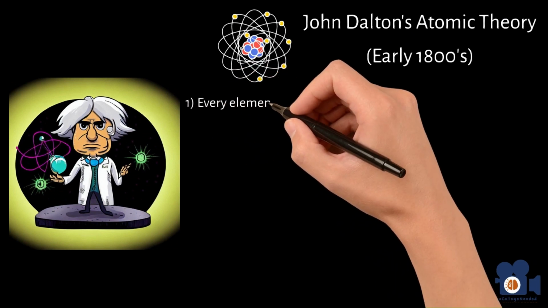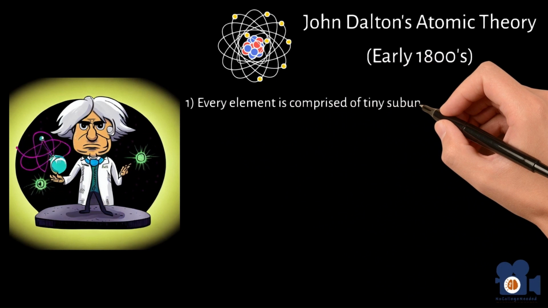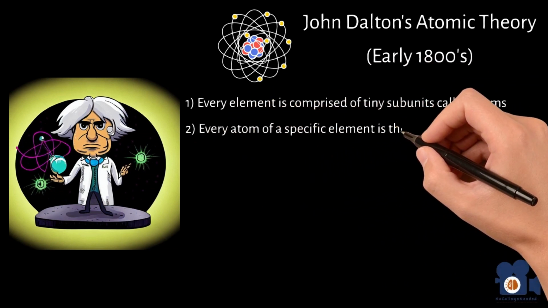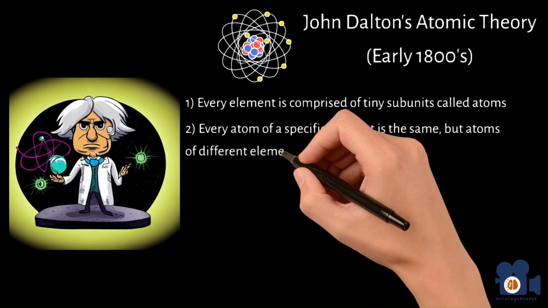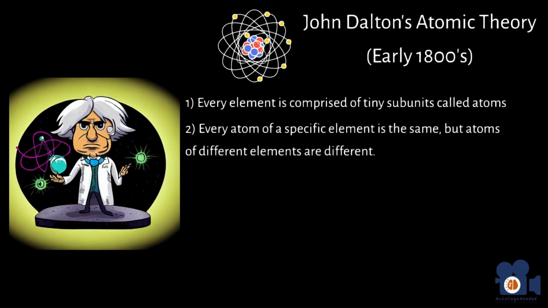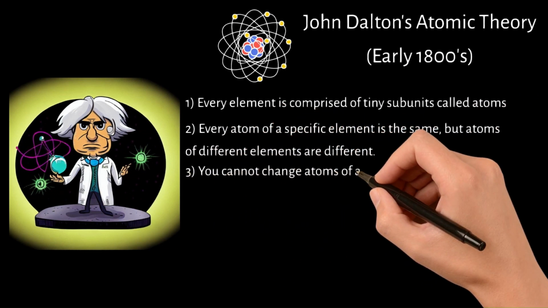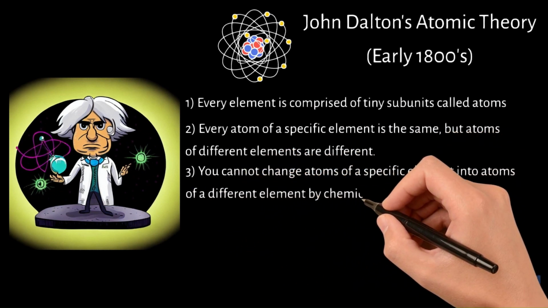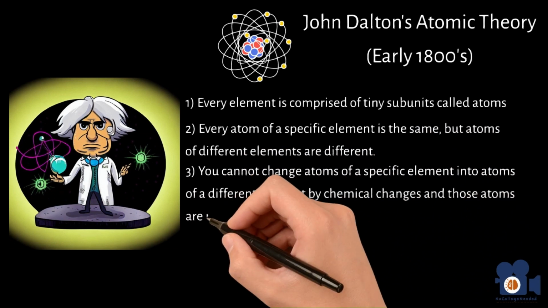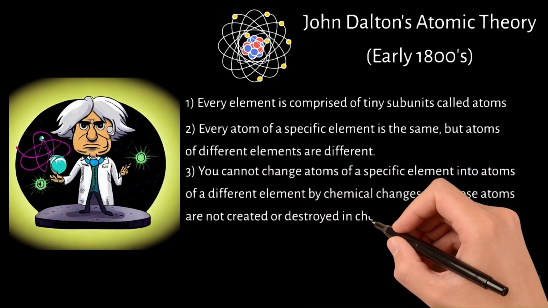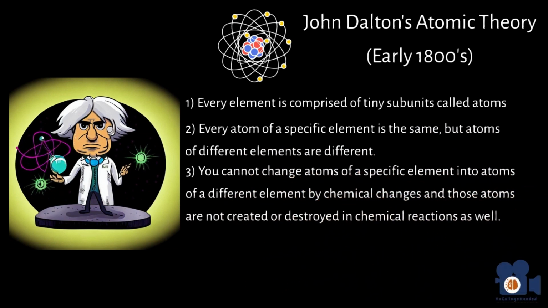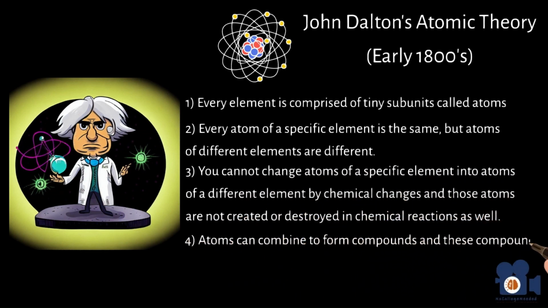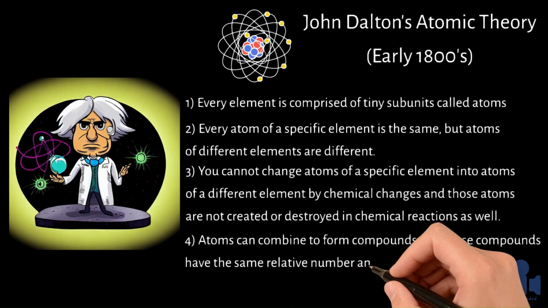1. Every element is comprised of tiny subunits called atoms. 2. Every atom of a specific element is the same, but atoms of different elements are different. 3. You cannot change atoms of a specific element into atoms of a different element by chemical changes, and those atoms are not created or destroyed in chemical reactions as well. 4. Atoms can combine to form compounds, and these compounds have the same relative number and types of atoms.